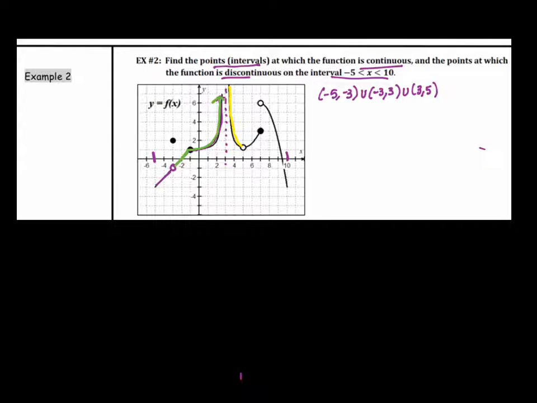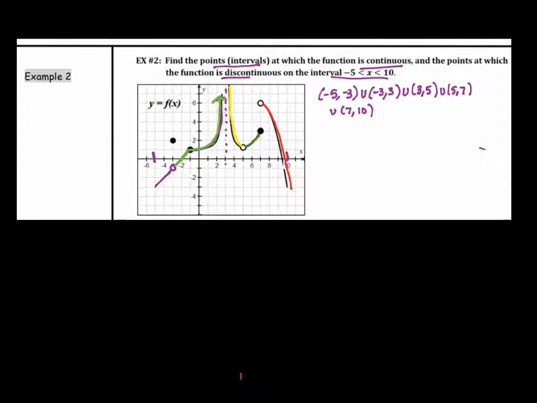And then the next time it is from 5 to 7. And then it looks like the last time it is continuous from 7 to 10. So one more, union 7 to 10. Okay, so quite a bit of discontinuity going on there, so we have to talk about each of them.